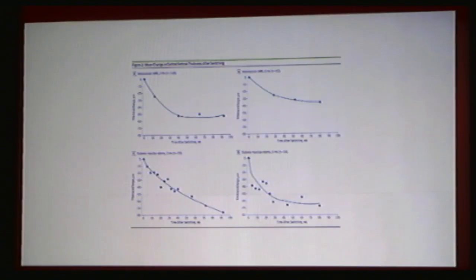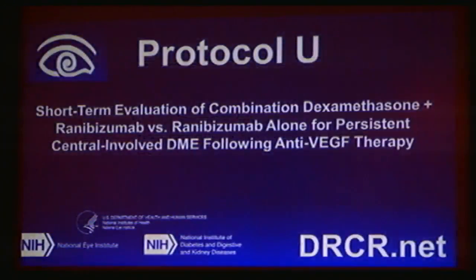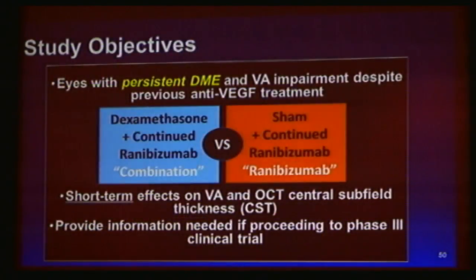The first one is keep injecting, and there is some post-hoc analysis that supports that. The second one is switching. There doesn't seem to be any evidence supporting the switching of patients. And the third one that we decided to do would be addition or switching to steroids. For that, we can look at the evidence from Protocol U. Protocol U is another DRCR.net trial, and basically what they've done is compare the combination therapy, that is ranibizumab plus the dexamethasone implant, versus just ranibizumab.